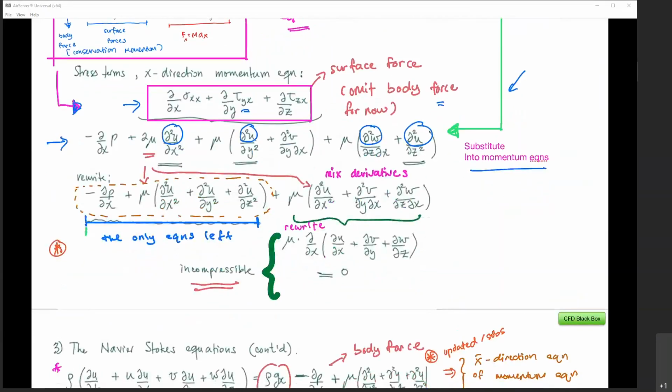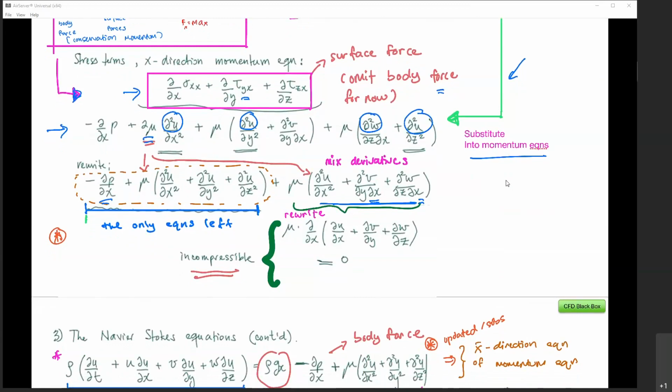When we rewrite everything, if you notice here we have 2u, so we split this 2u, putting one u on the left and the other one on the right. When we rewrite them, we get negative dp over dx plus mu times d square u over dx square plus d square u over dy square plus d square u over dz square on the left side, and then plus mu multiplied by the following. Here they involve mixed derivatives, dy dx and dz dx.